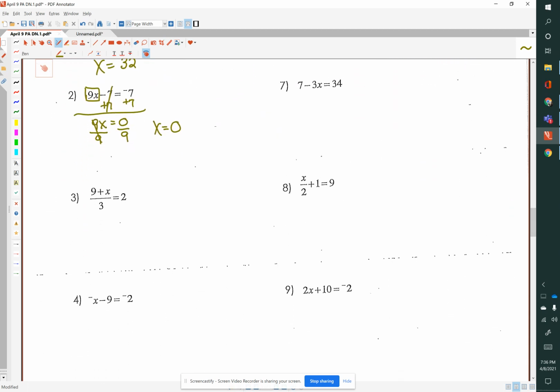Number 3, first I need to get rid of this fraction by multiplying both sides by 3.